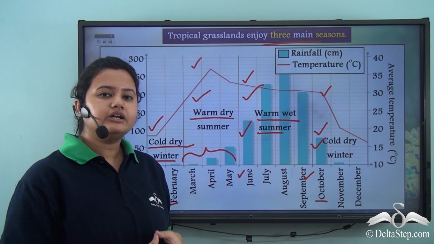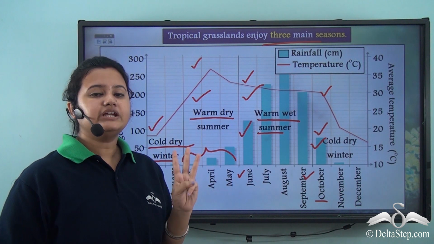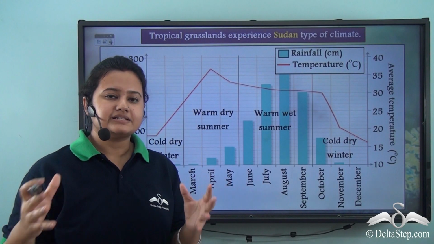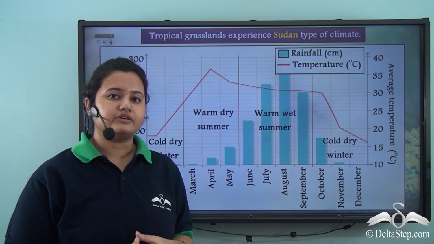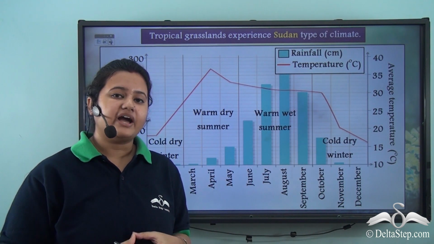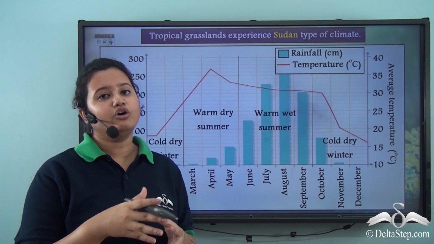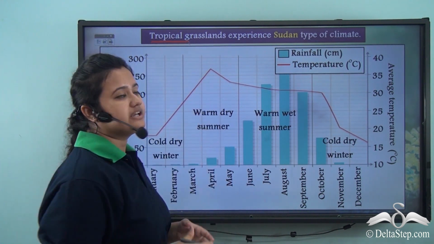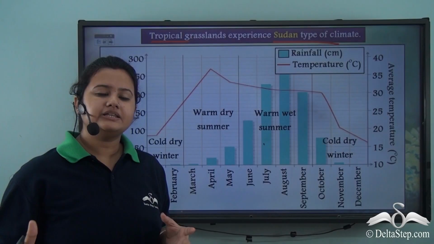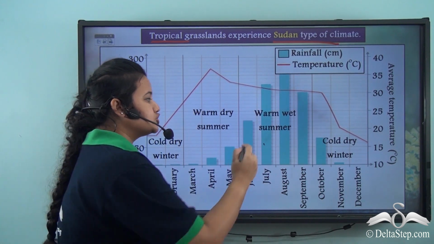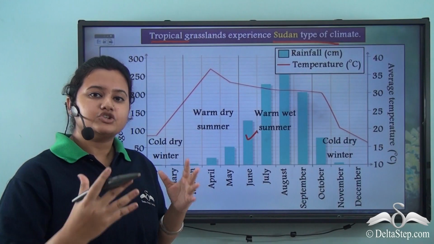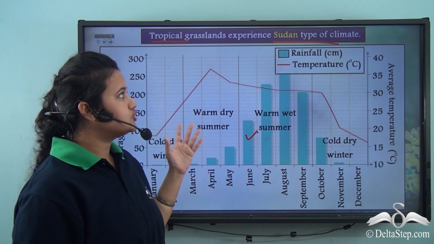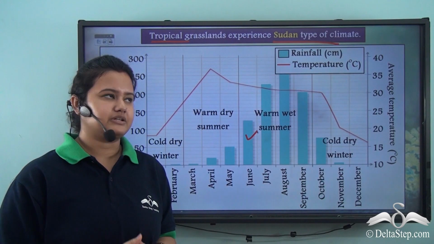So from this chart, we can conclude that tropical grasslands experience 3 distinct seasons: cold dry winter, warm dry summer, and warm wet summer. As discussed previously, tropical grasslands experience both high and low temperature. In fact, there is also variation in the pattern of rainfall. Now, the climatic condition experienced by tropical grasslands is known as the southern type of climate. Southern type of climate means that there will be a short period of wet season, while a dry spell lingers for the maximum part of the year. So the type of climate experienced by tropical grasslands is known as the southern type of climate.